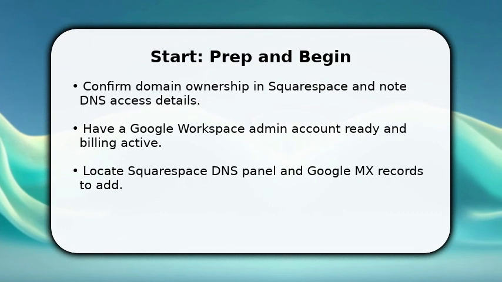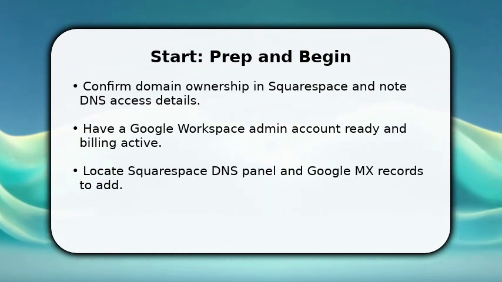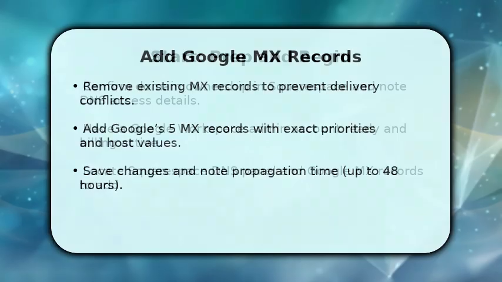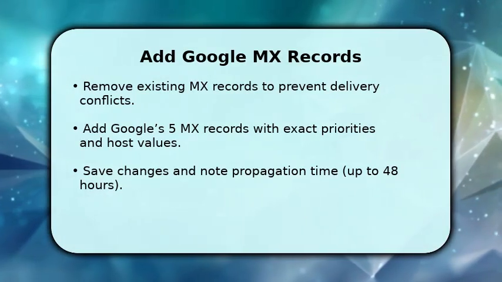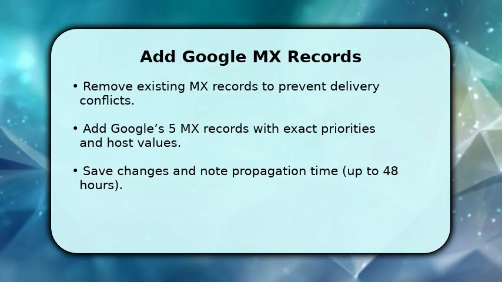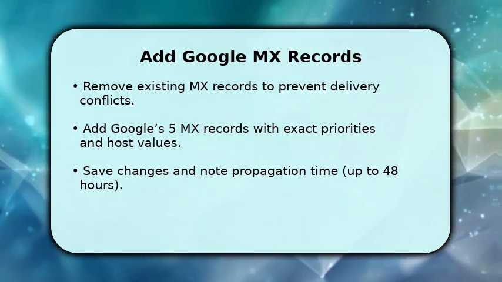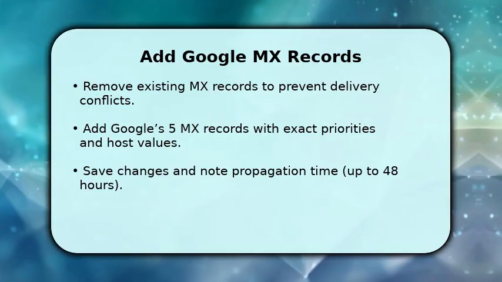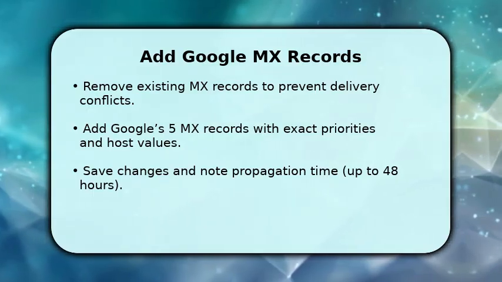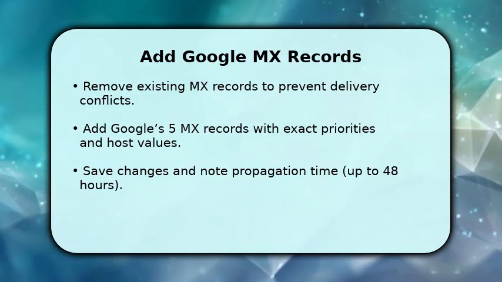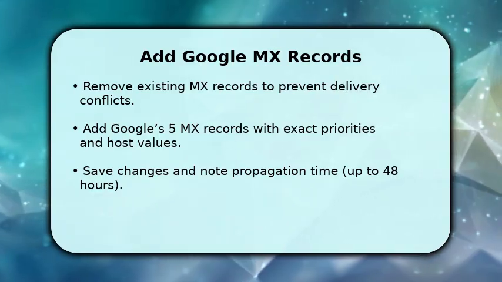You'll now add the Google Workspace MX records inside Squarespace. First, remove any existing MX records so messages don't split between providers. This prevents lost mail. Then create 5 MX entries with the exact host values and numeric priorities Google specifies. Accuracy matters because wrong priorities break failover.